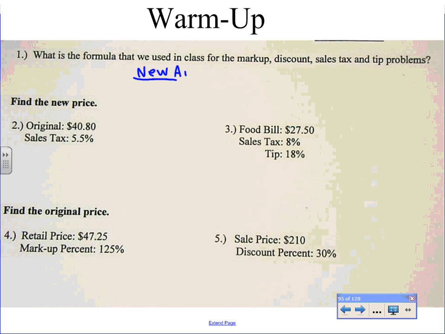Good. So new amount over original equals P over 100. So how did we find the P value in this formula? Camille, how did we find the P value? Good job. If it's a markup, we're adding it to 100%. If it's a discount, we are taking 100% minus the discount. So if you always think of new amount over original equals P over 100 for this lesson and for these types of problems, it will really help you.